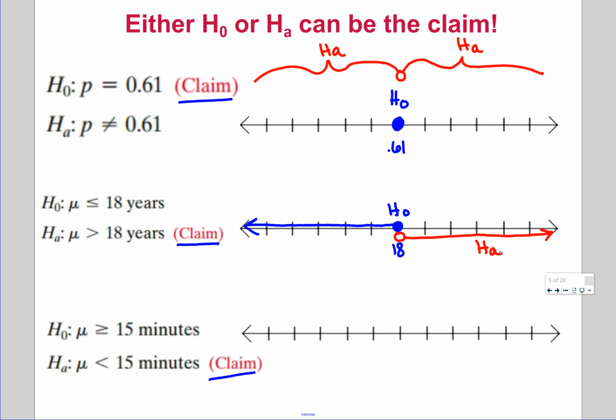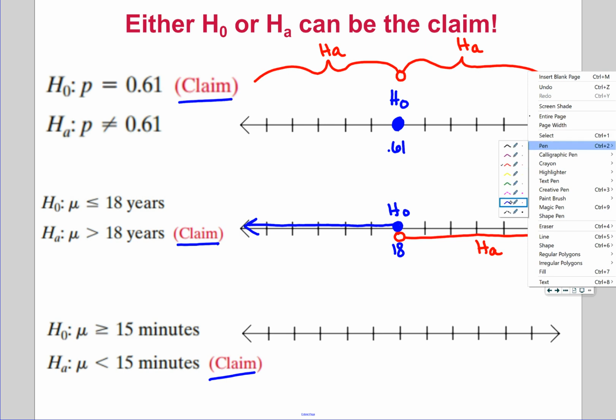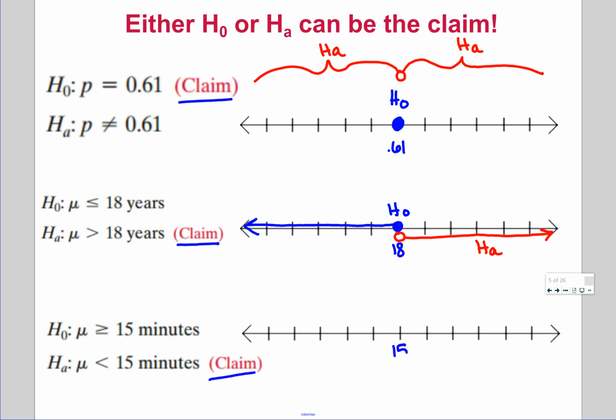Okay. And then the last one, we have a null hypothesis that says the mean of, again, something is greater than or equal to 15 minutes, and the claim that's being made is that the mean is less than 15 minutes. Okay, so graphing that one. This time, start with my null again, 15, wherever that is on my number line, fill it in, and it would be shaded to the right. And then my alternative hypothesis, the complement of that, would be an open circle, this time shaded to the left.